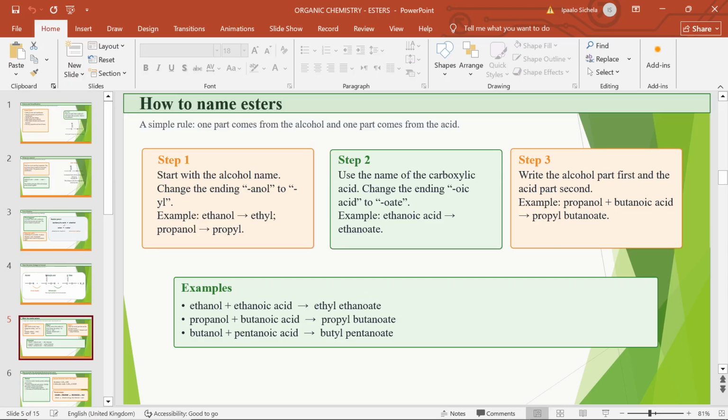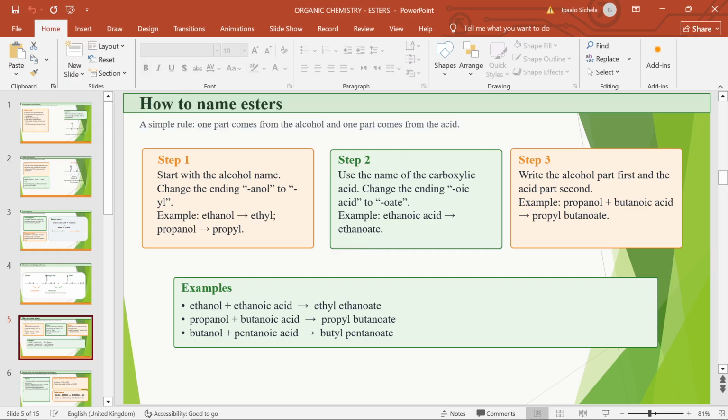So step 3, write the alcohol part first and the acid part second. So always remember to write the alcohol part first. So the ethyl will come first for the alcohol, plus the ethanoate for the carboxylic acid. Always start with the alcohol.